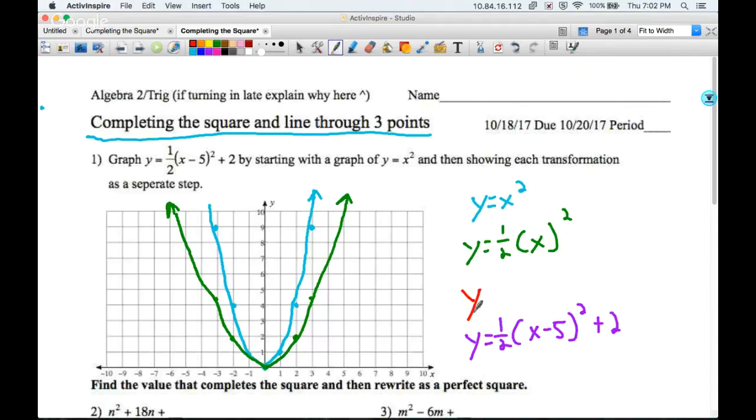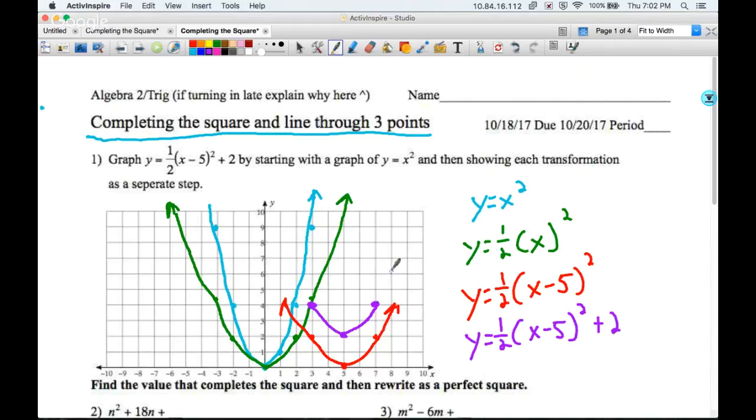All right, the next parabola, I'll apply that horizontal shift. Let me just shift it to the right 5. So that's going to look like this. And then in purple, I'll shift it up 2. So that's a vertical shift up 2. And this purple graph is our final answer, where we've applied all of our transformations.